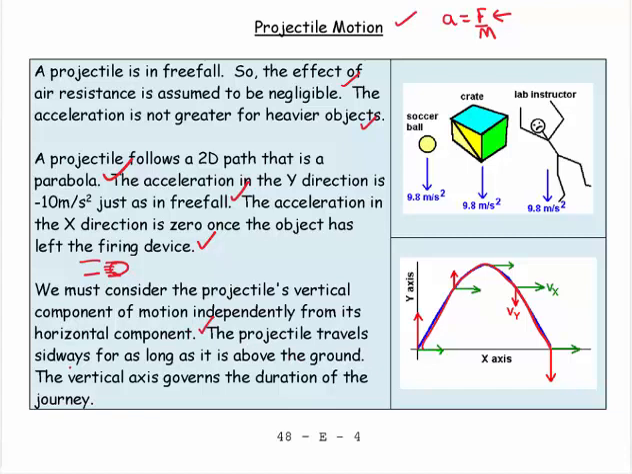The projectile travels sideways for as long as it is above the ground. So often the duration of my journey is determined by the vertical component of my journey. And when the object finally reaches the ground, it stops moving sideways. And the vertical axis governs the duration of the journey.